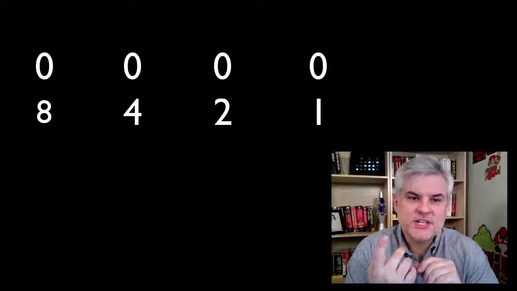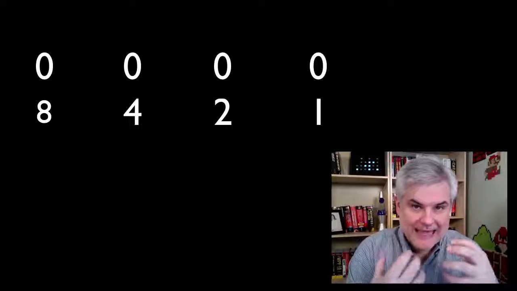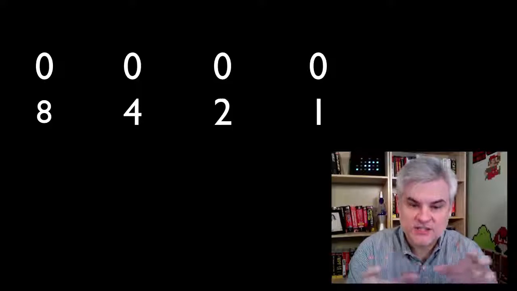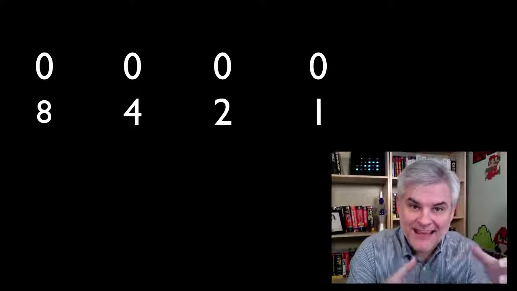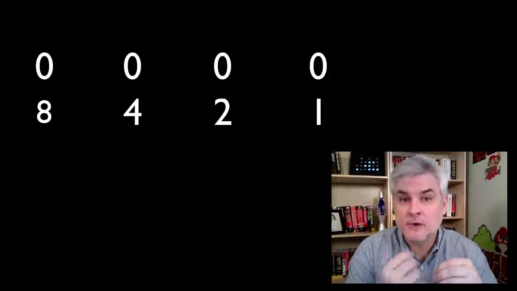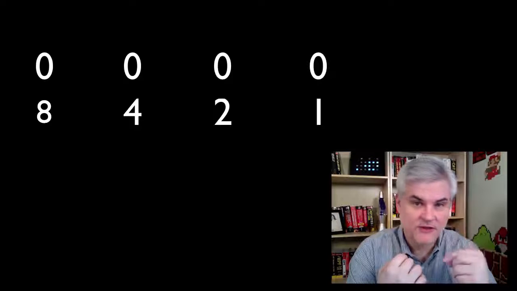If that switch is off, then that means that the value is 0. You don't add that switch's value to the count. Okay, so 0 represents off and 1 represents on. Bits are 0 or 1. They're true or false. Switch on or off, right?